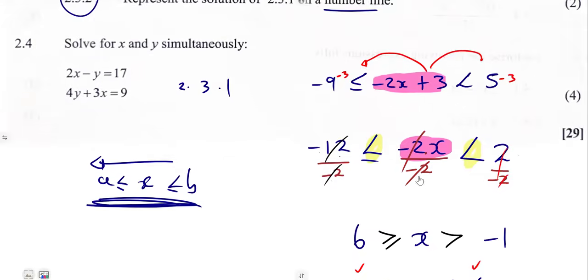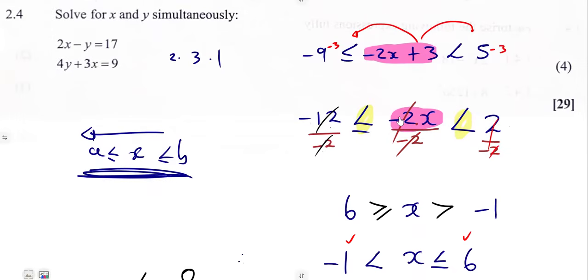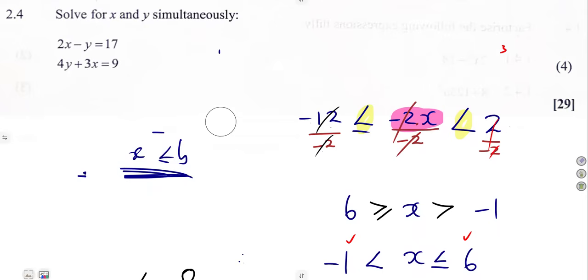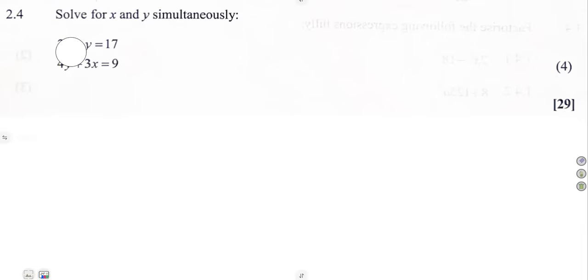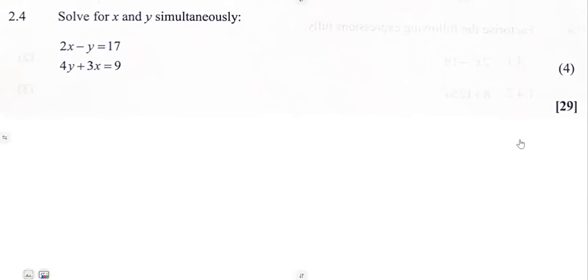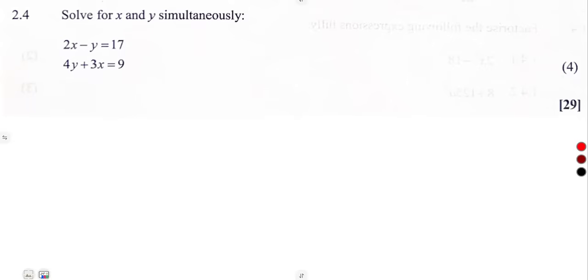So that was it. Let us move on to 2.4. Solve for x and y simultaneously. All right, so you check in the memo, guys. There are so many methods that you can use, and I've explained those methods in each section. The substitution, elimination, I talked about that. So you choose which method you want. I'm just going to use the substitution method.